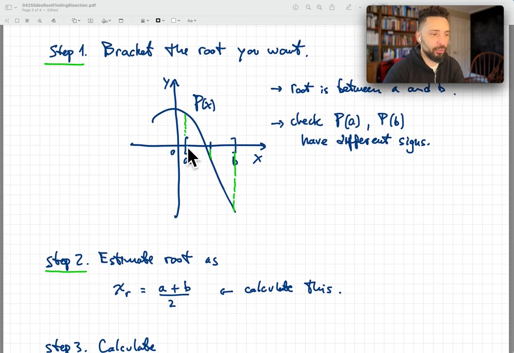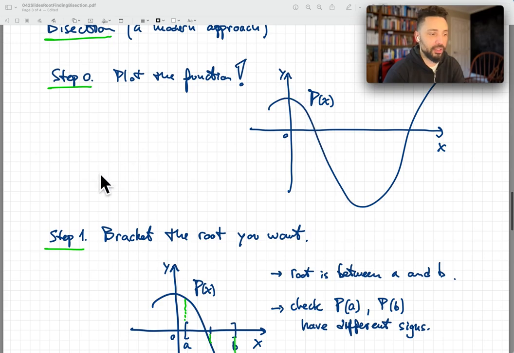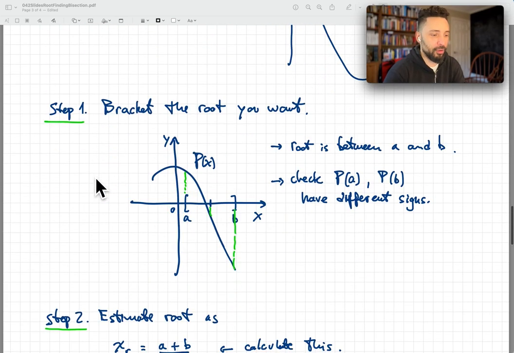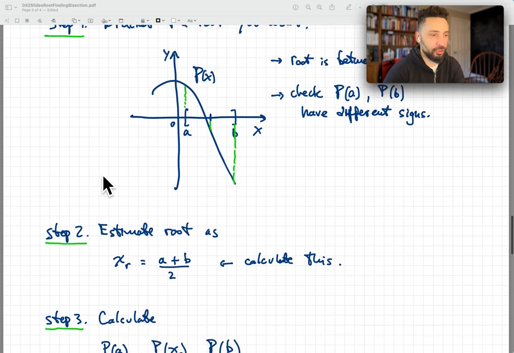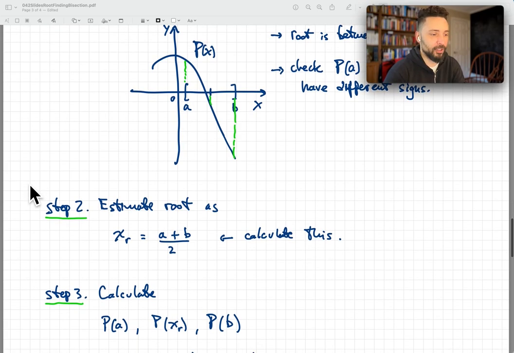So the first step, once we have this bracket well defined and we've checked that p of a and p of b have different signs, then we know that if our function is nice and continuous and there's no weird discontinuity, which is of course something that you have to check, somehow your context has to tell you that you don't expect any discontinuities, otherwise all this would fail. But if we are sure that the function is continuous, then it has to take on all the values between p of a and p of b in a continuous fashion, because there are theorems from calculus that guarantee that has to be the case if our function is continuous.